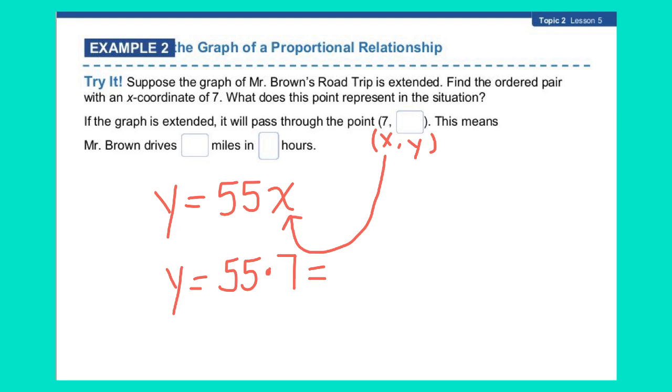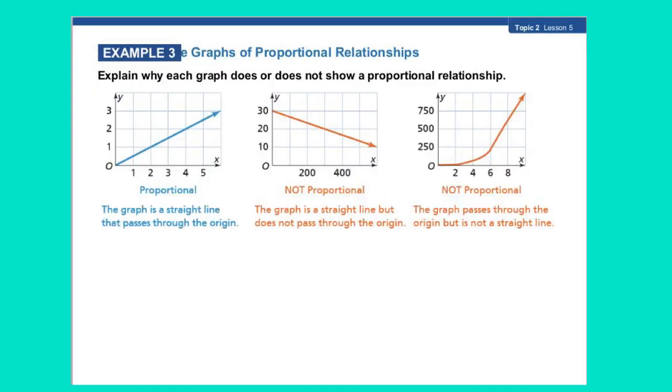So in 7 hours, at 55 miles every hour, I think Mr. Brown is going to go 385 miles in 7 hours.